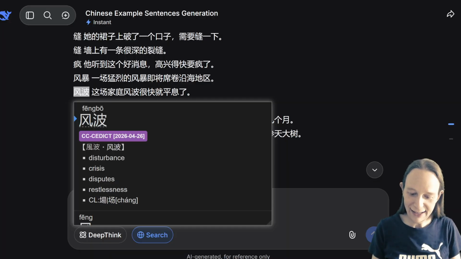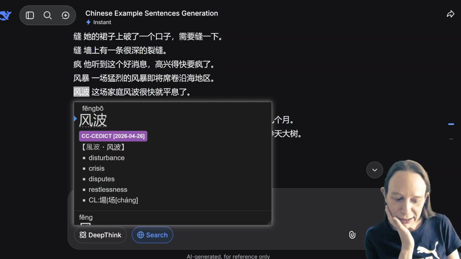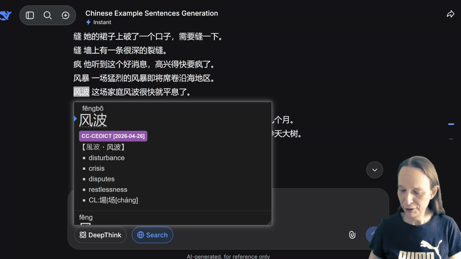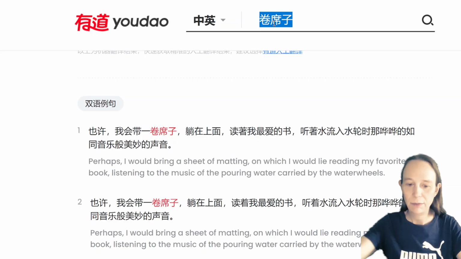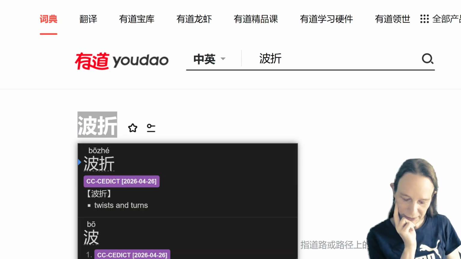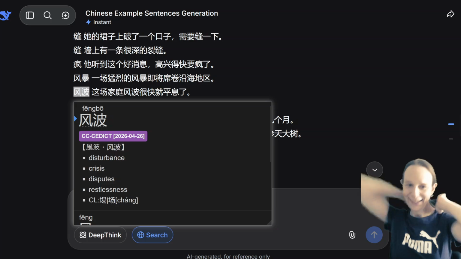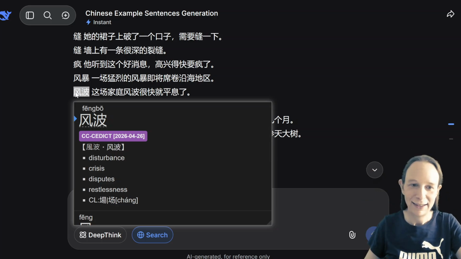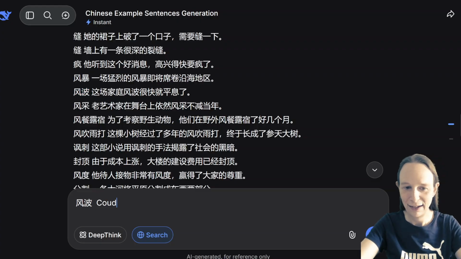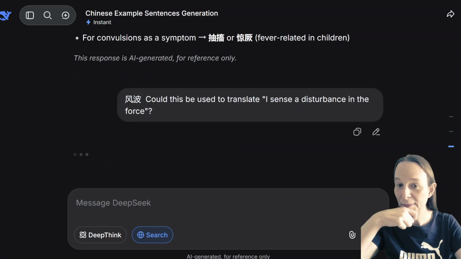What does the dictionary define it as? I had to color it in, so I haven't encountered this before. 比喻波折和纠纷. 波折纠纷. What's 波折? Twists and turns. 纠纷 disputes. All right. 平息风波. So it's kind of turmoil. Let's ask the AI, could this be used to translate "I sense a disturbance in the force"? I mean, maybe.